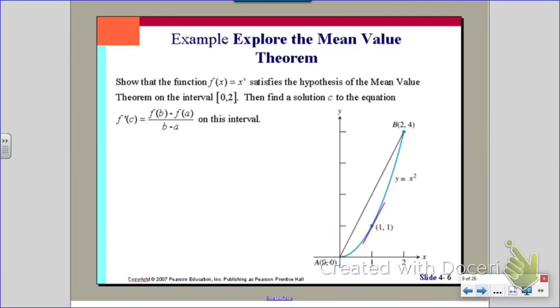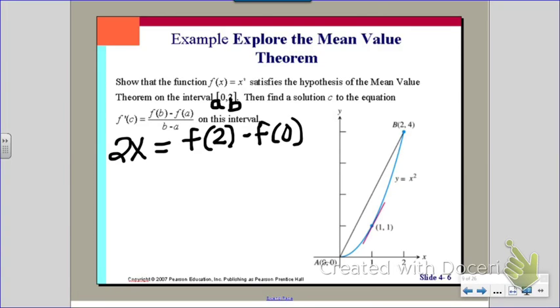We're going to take the derivative. The derivative of x squared is 2x. I'm going to start by just plugging in x's. So 2x is the derivative. Set that equal to f of b minus f of a. Now the a to b interval in this case is from 0 to 2. So we're going to take f of 2 minus f of 0 over 2 minus 0.